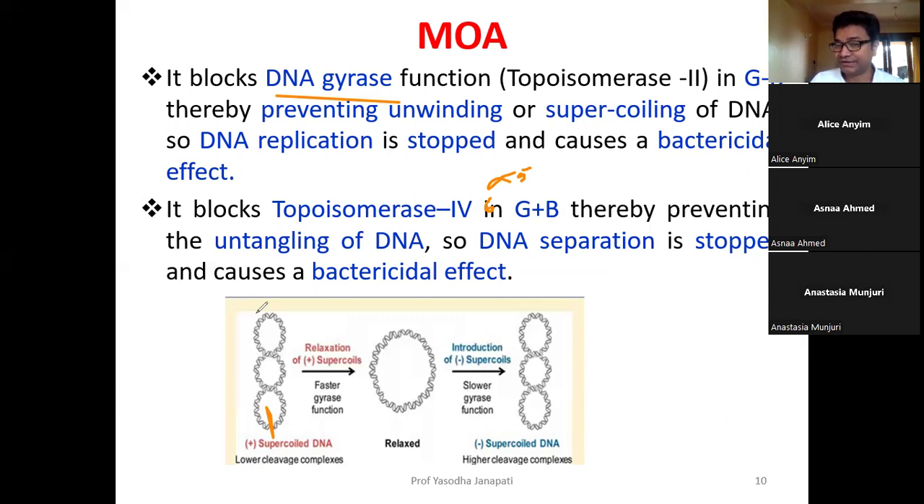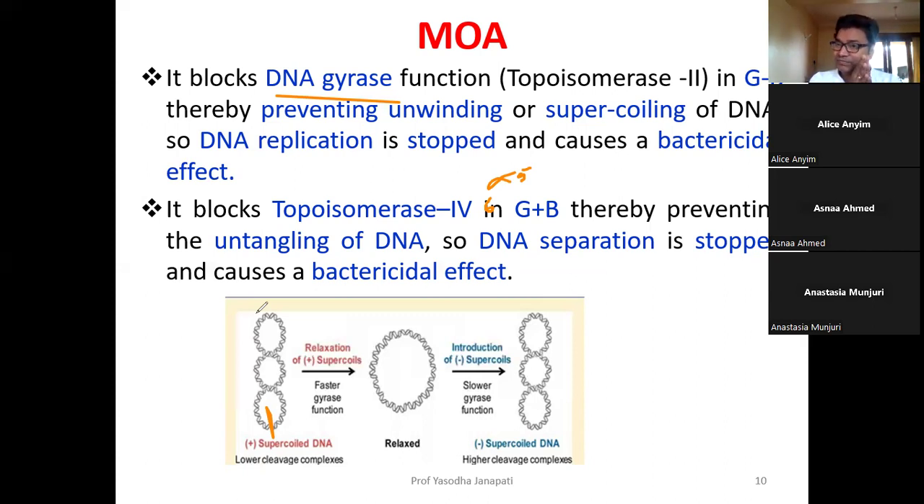Now this topoisomerase prevents the strain produced by this opening. When you try to open, somewhere at the other end of the rope it becomes twisted. Now to avoid this twisting, DNA is fragmented. Wherever it is getting twisted, our DNA gyrase will cut.